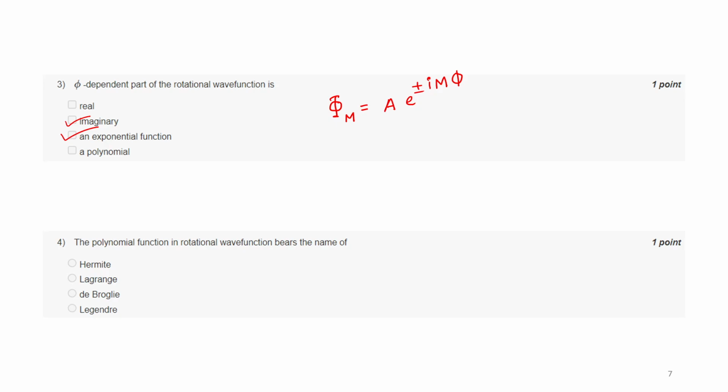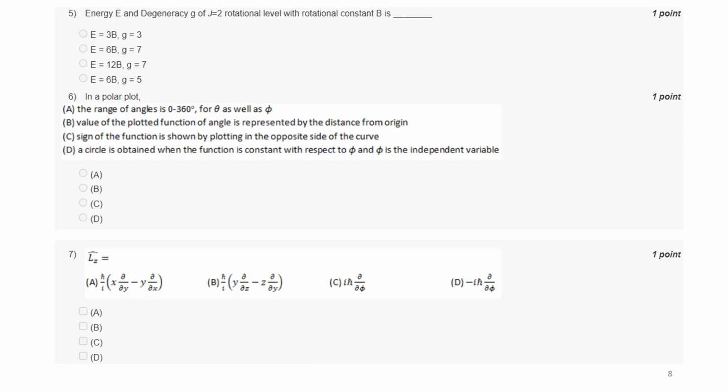The polynomial function in the rotational wave function. So that is what we are discussing just now. The polynomial function in the rotational wave function bears the name of Legendre. So this associated Legendre polynomial we are discussing. This is in the rotational part, that is the theta dependent part.